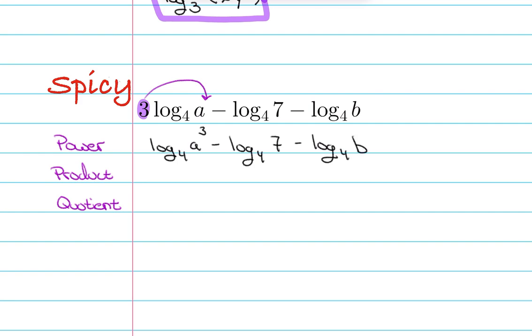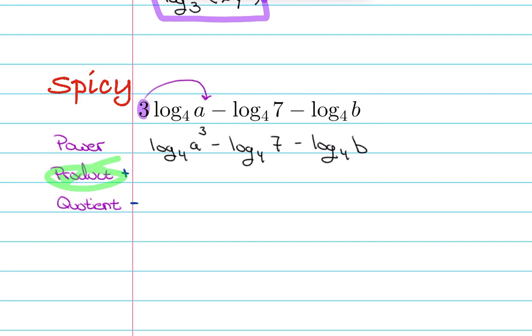Check. Next, I'm going to look for product rule. Product rule is addition sign, okay? So I'm going to look for an addition sign to use my product rule, just like you would look for a subtraction sign to use your quotient rule, okay, for condensing. So I don't see any addition signs, so that means that there's no product, so check. I've done my power, I've done my product.